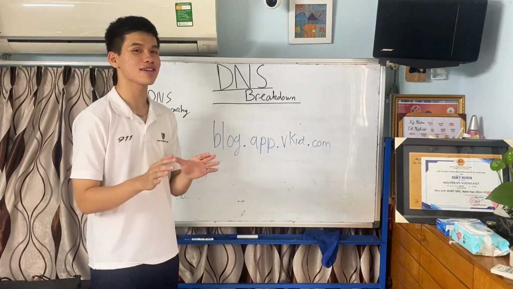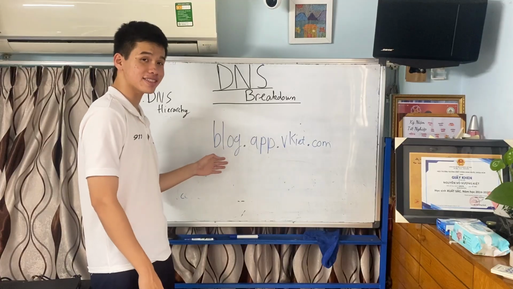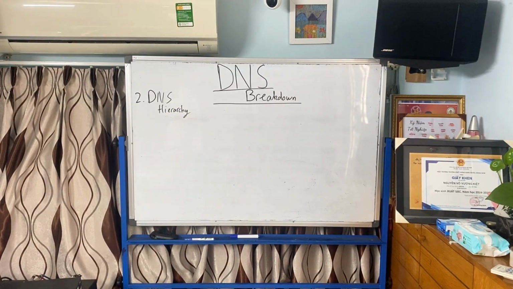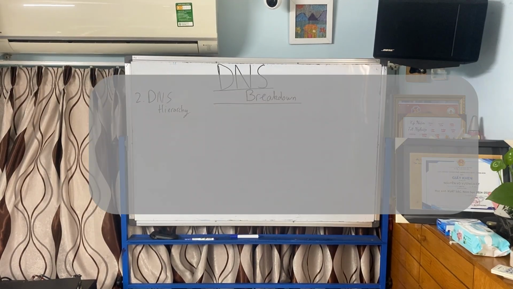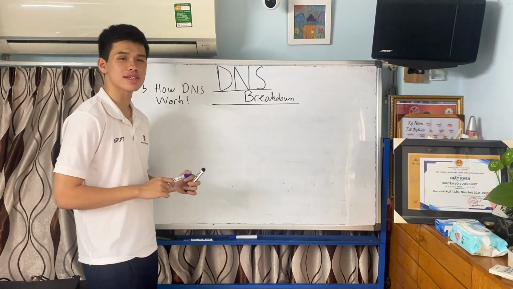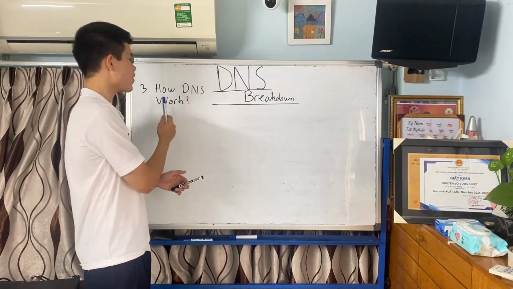Okay, and you guys should pause 10 seconds to identify each domain of this name. Oh, and this is some mindful notes. A subdomain sits on the left hand side of the second level domain using a period to separate it. And it is limited to 63 characters and can only use A to Z or 0 to 9 and hyphens. And you cannot start or end with a hyphen or use consecutive hyphens. And now we're gonna see how the DNS works.